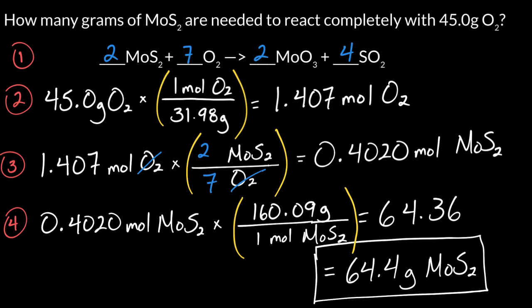So there we have it. Grams to grams stoichiometry calculations broken down into 4 steps. I hope it's helpful. As always, if you have any questions, please let me know.